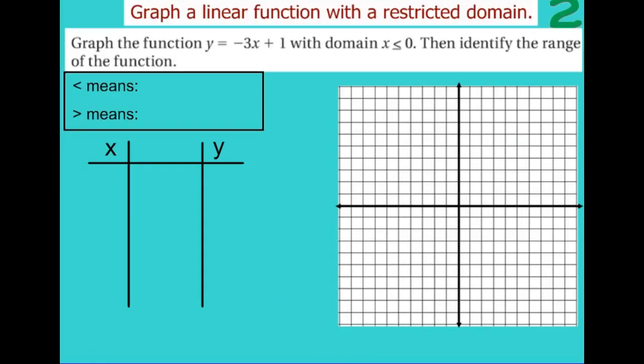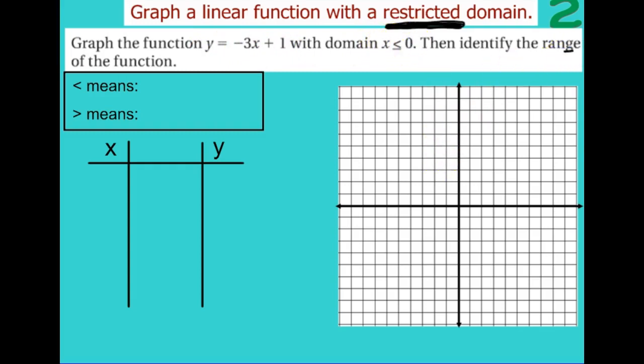Next, we're going to do the same thing, but graph with a restricted domain. So if I told you you are restricted from doing your homework, that would mean that you don't have to do your homework. We're cut off. We have to stop. If I told you you're restricted from going into certain parts of the library, that means that you can only go into certain parts but not others. So it says graph this function, y equals negative 3x plus 1, with a domain x, some symbol, and then 0.